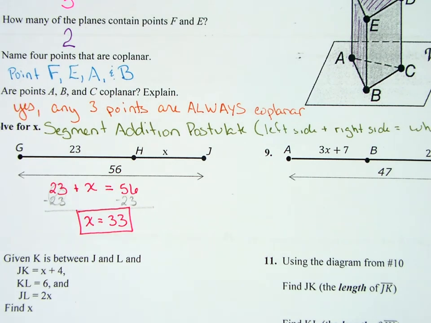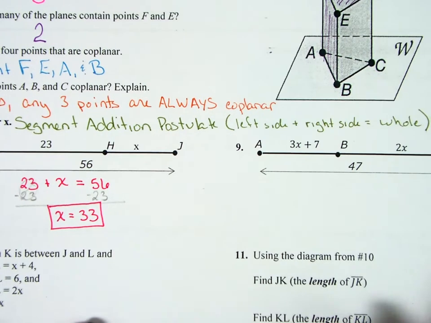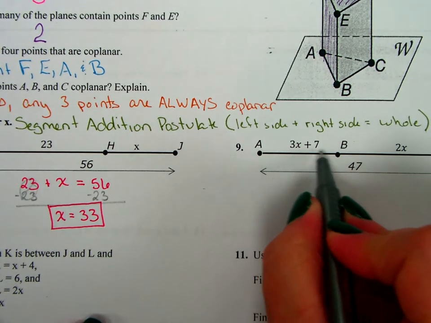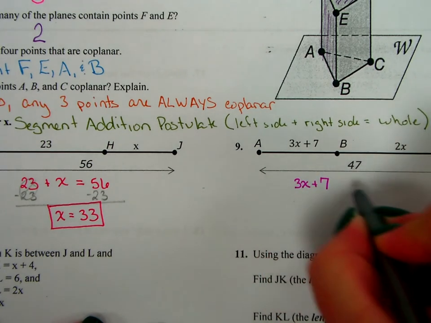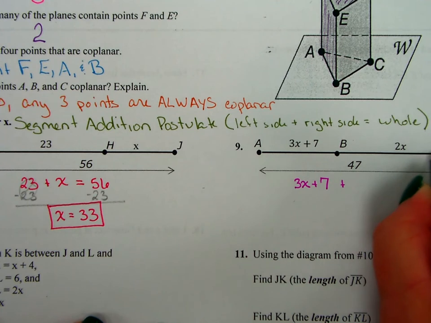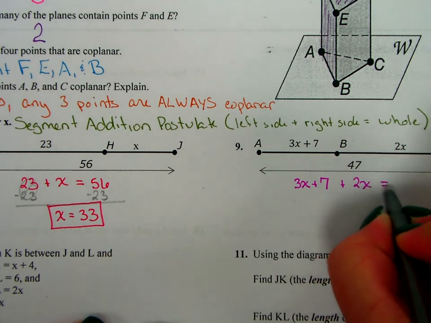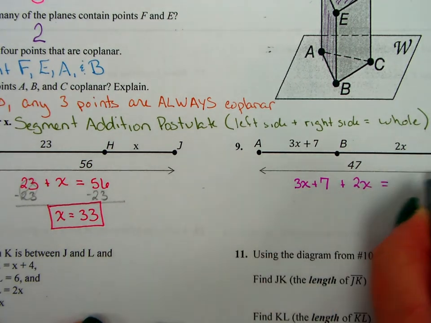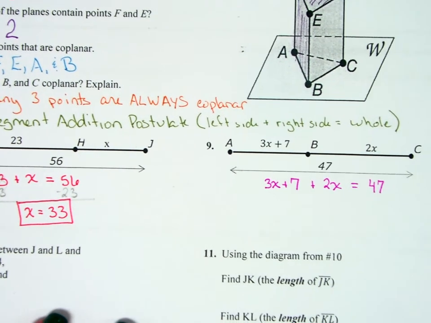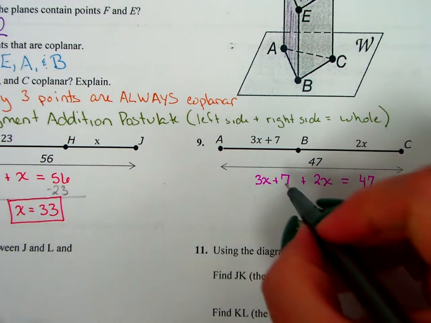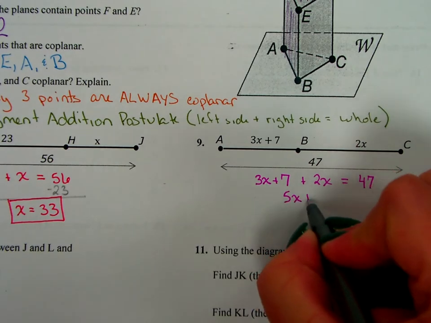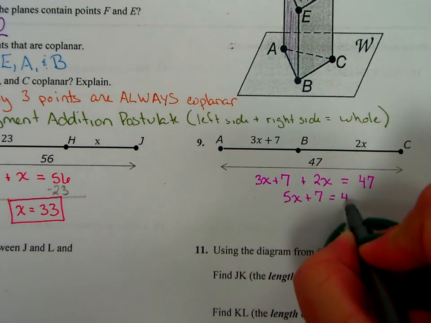Number 9, the left side plus the right side equals the whole thing. The left side is 3x plus 7. The right side is 2x. It equals the whole thing, 47. What am I going to do first? Yeah, combine like terms. 3x plus 2x is 5x plus 7 equals 47.